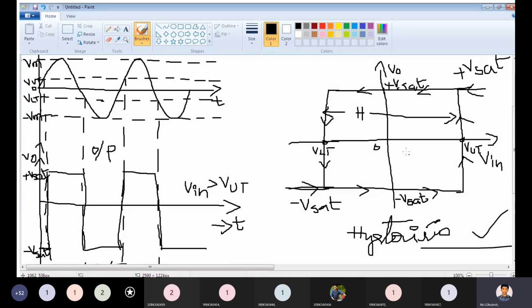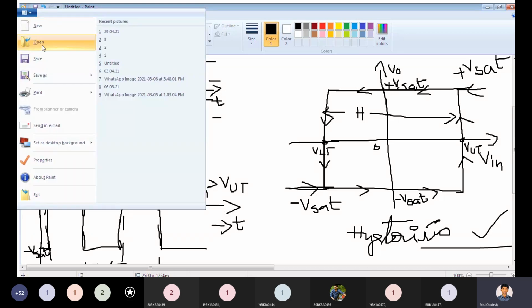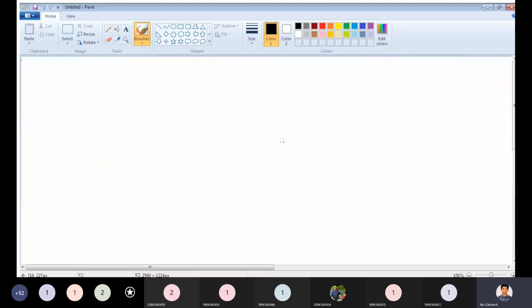Put a heading: frequency doubling. This topic comes under multiplier and divider.